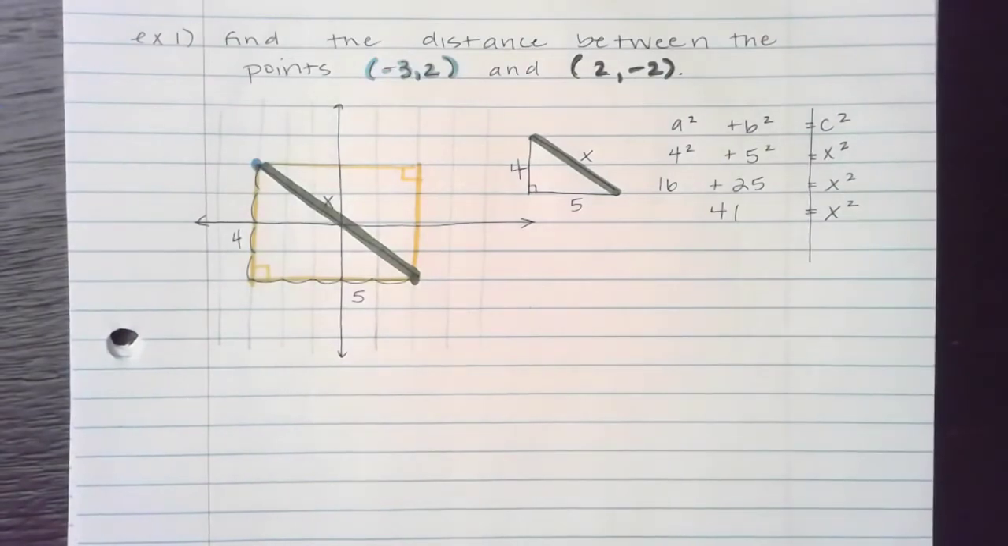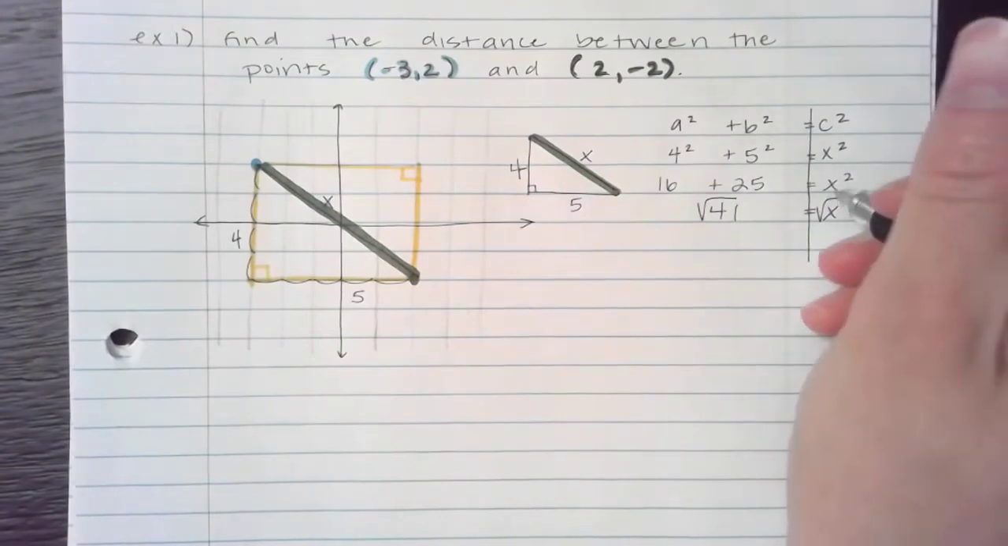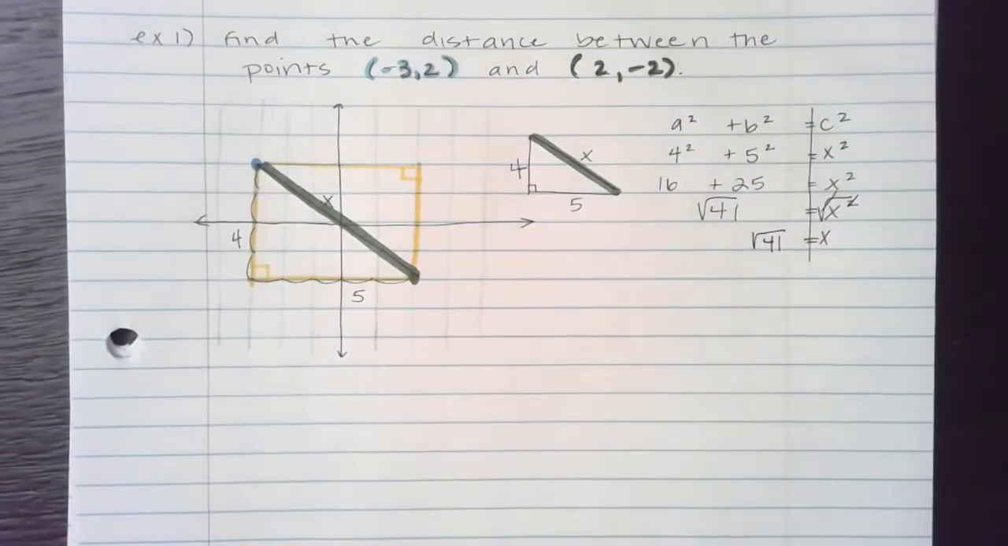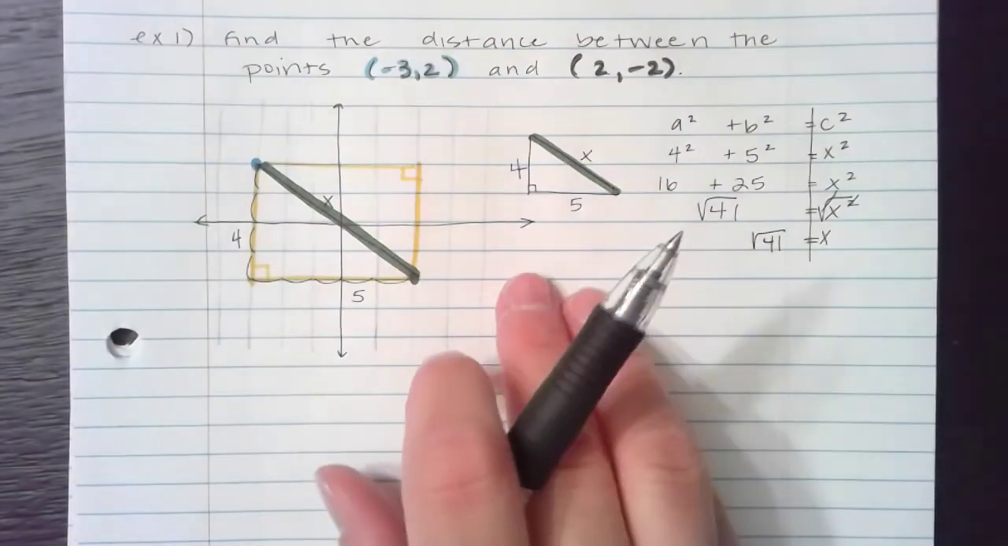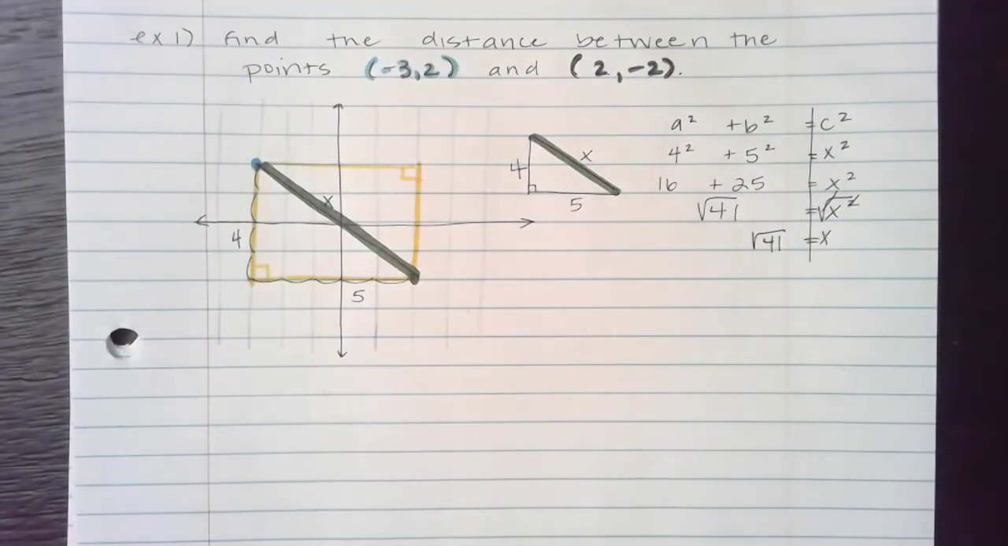How do I get x by itself? Square root both sides. X is equal to the square root of 41. Now, is that the answer that I would accept? And it actually is, because there's no perfect square that goes into 41. 4 doesn't go in, 9 doesn't go in, 16 doesn't, 25 doesn't, 36 doesn't. I'm done. Nothing else goes in there.